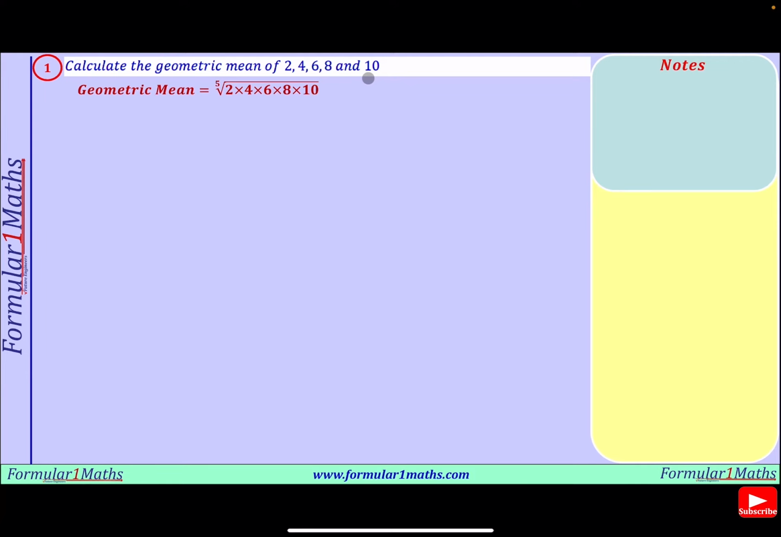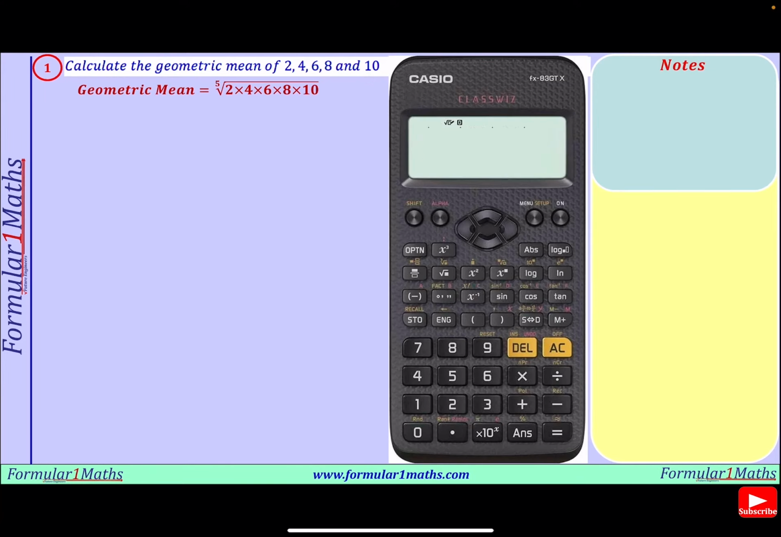So let me bring up a calculator. So we've got a calculator here. And then you need to go and click on this button here. And how do you access that button? You need to click on Shift and then this button. So it looks something like this. If you click on Shift and that button, you get something like this.